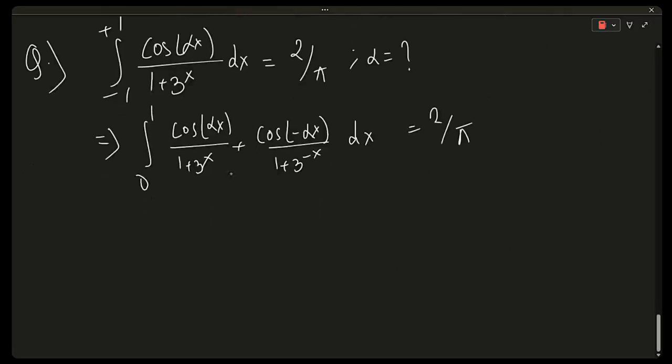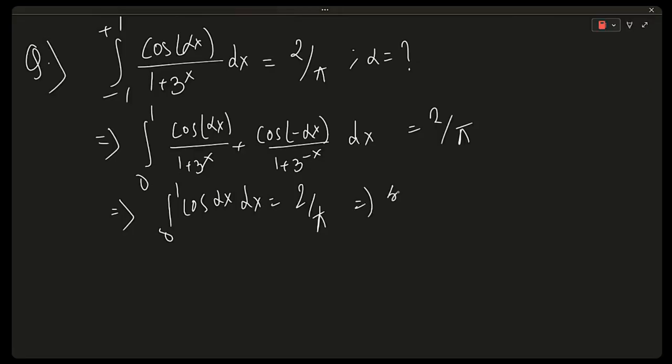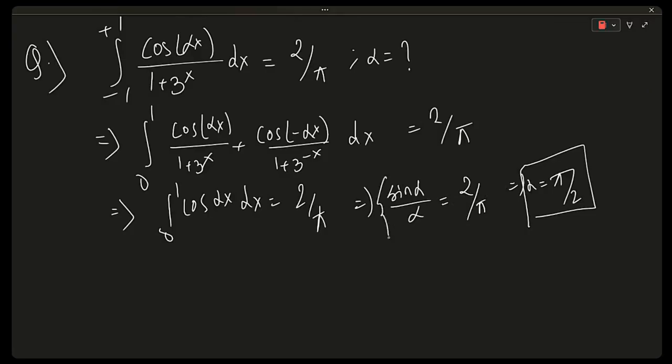Now, if you do this, cos of minus alpha x is cos of alpha x only, and 1 plus 3 to the power x will get cancelled because the second term will have a 3 to the power x in the numerator. So this would become 0 to 1 cos of alpha x dx, which is 2 by pi, or in other words, this will simply become sine alpha by alpha, which is 2 by pi. This would mean alpha is pi by 2 just from observation. Notice that it is not the only value because we have not proved it yet, which is not required since you are giving joint entrance examination and not a subjective exam, correct?